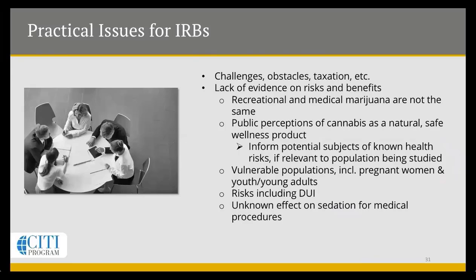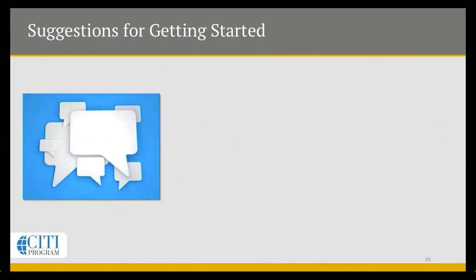We need to make sure that we inform potential subjects of any known health risks if that's relevant to the population being studied. We need to think about vulnerable populations, including pregnant women and youth and young adults. The potential risks include driving under the influence, and there are unknown effects on sedation for medical procedures of using marijuana. So what are some suggestions for getting started?